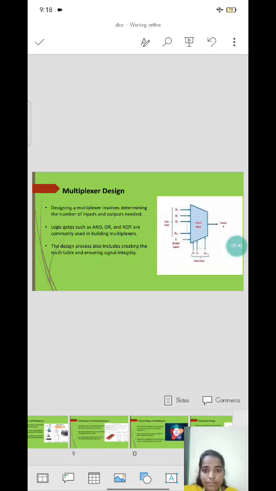Multiplexer design. Designing a multiplexer involves determining the number of inputs and outputs needed. Logic gates such as AND, OR, and NOT are commonly used in building multiplexers. The design process also includes creating the truth table and ensuring signal integrity.